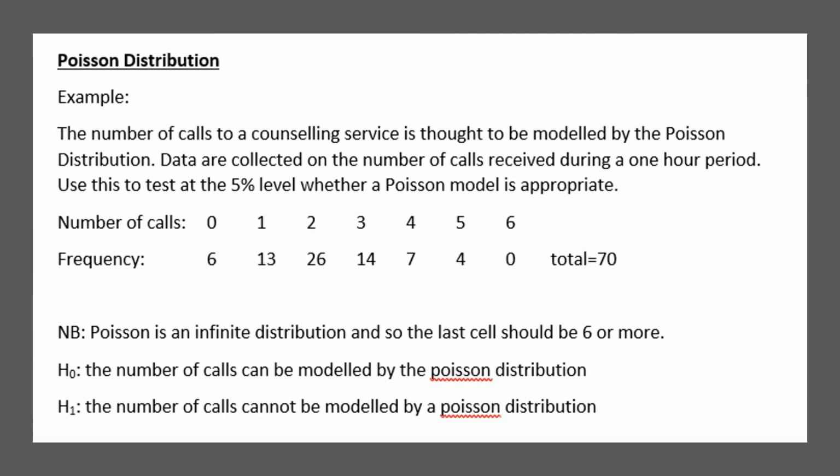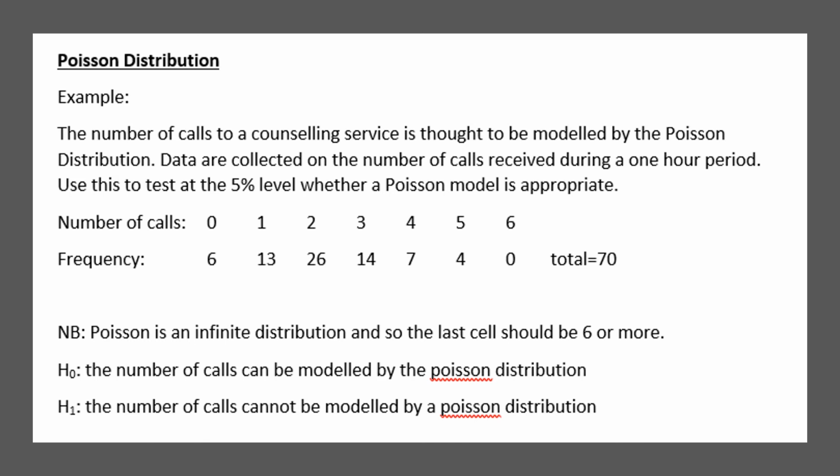So this is a typical Poisson question. We're going to be looking at a number of calls to a counselling service that we assume to be modelled by the Poisson distribution. And we're going to test at the 5% level whether the Poisson is a good model or not. Notice how I've been given the values, and I'm going to have to work out my mean from those values. That means it's an estimated parameter.